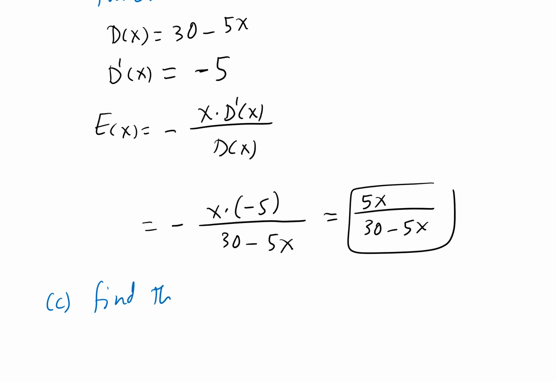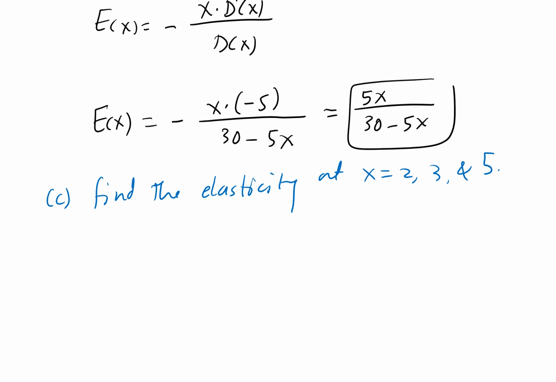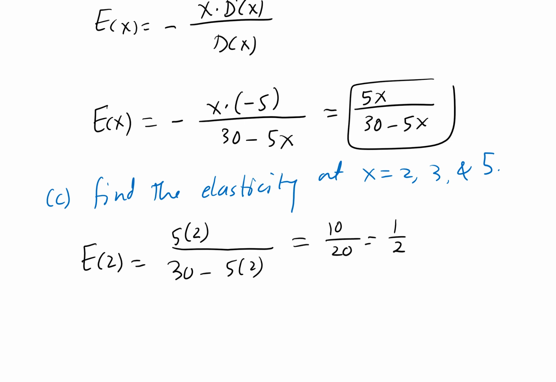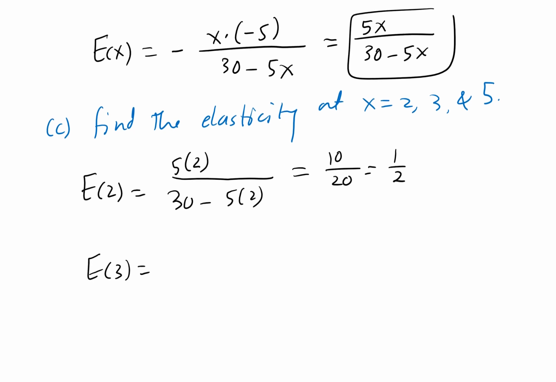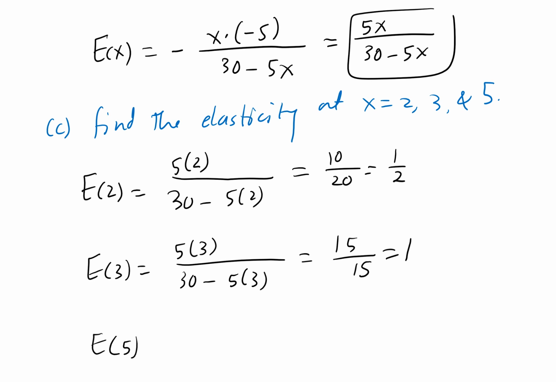Find the elasticity at x equals 2, 3, and 5. So we found the elasticity E of x. We have a function, so we need to find E of 2. Just substitute into the function E: 5 times 2 over 30 minus 5 times 2. That's 10 over 20, which is 1/2. We need to find E at 3. 5 times 3 divided by 30 minus 5 times 3, which is 15 over 15. That's exactly 1. And the last one, E of 5: 5 times 5 divided by 30 minus 5 times 5, 25 over 5 is 5.